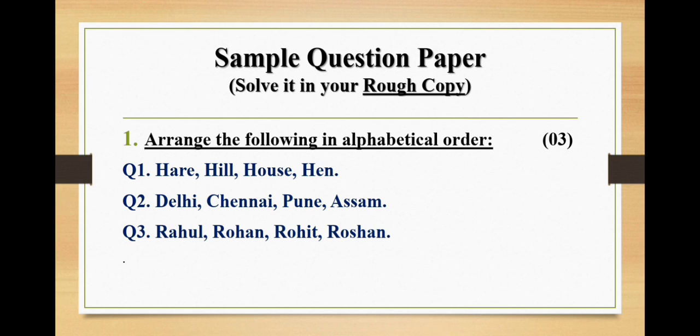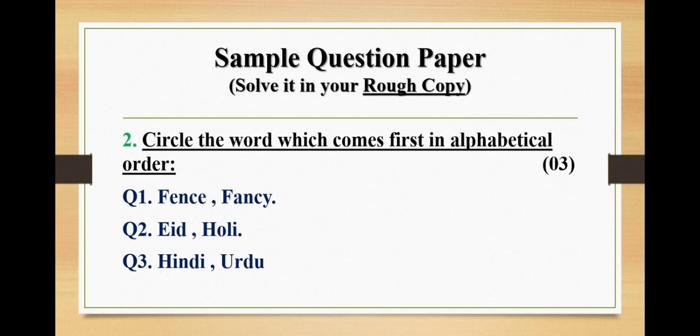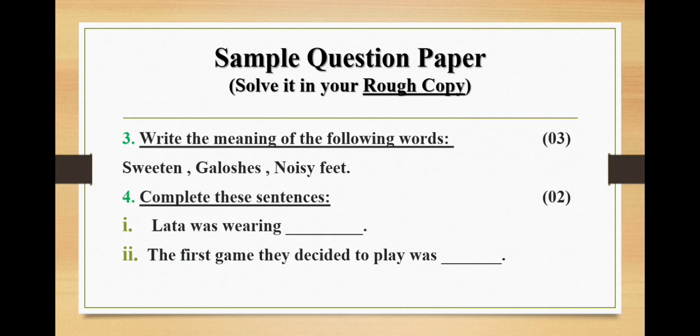I am reading the questions. Arrange the following in alphabetical order. This is of 3 marks. First, hair, hill, house, hen. Second, Delhi, Chennai, Pune, Assam. Third, Rahul, Rohan, Rohit, Roshan. Second, circle the word which comes first in alphabetical order. Fence, fancy, Eid, holy, Hindi, Urdu. This is also of 3 marks.